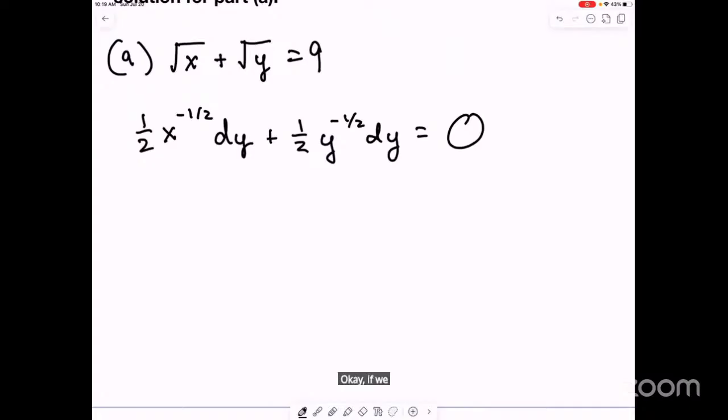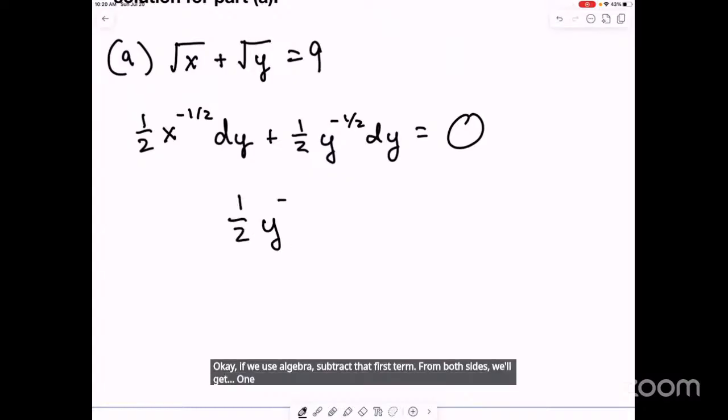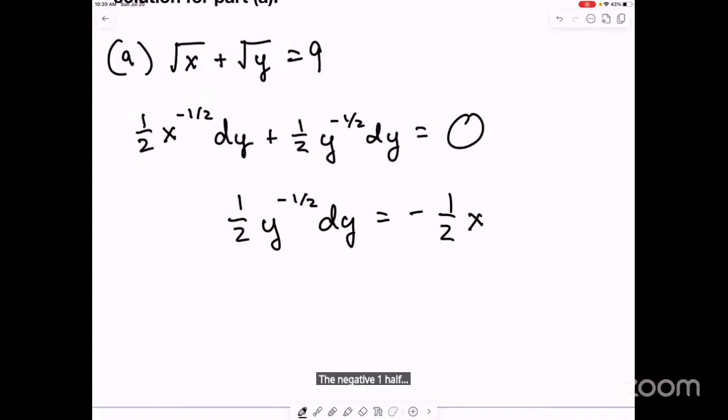Okay, if we use algebra, subtract that first term from both sides, we'll get 1/2 y to the negative 1/2 dy equals a negative 1/2 x to the negative 1/2. Wait a minute. That's supposed to be a dx up there.